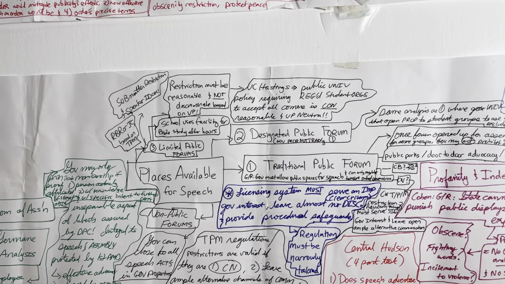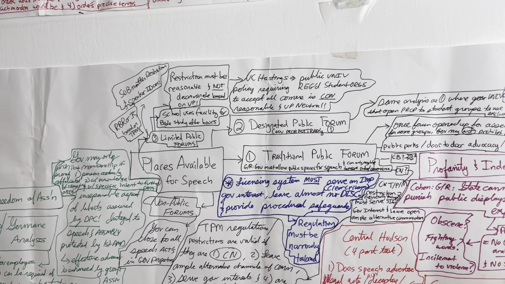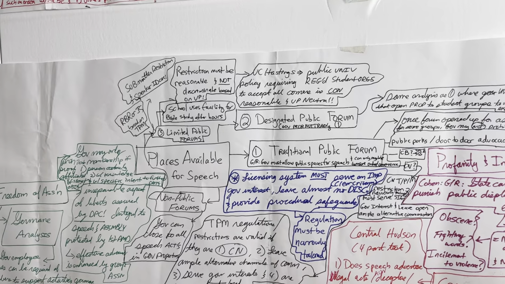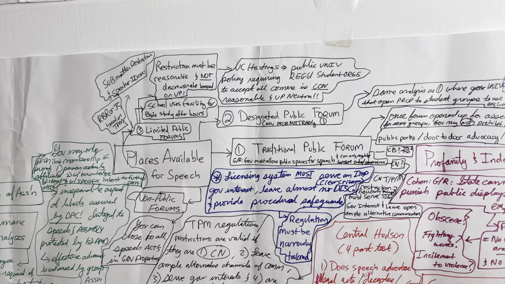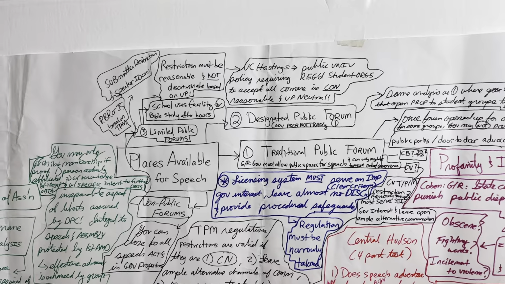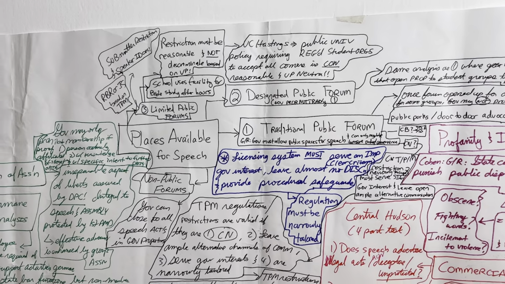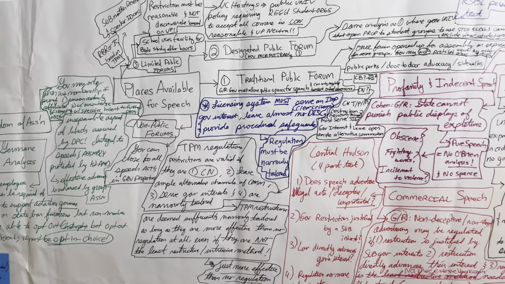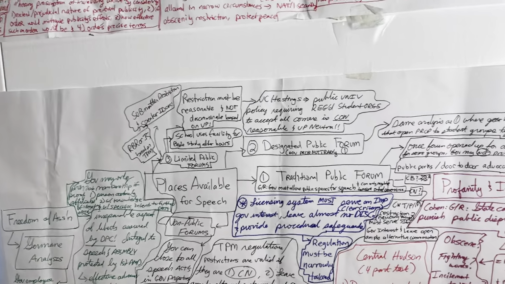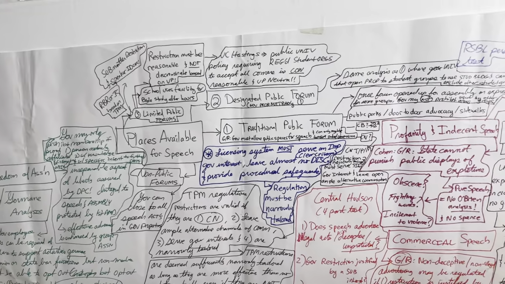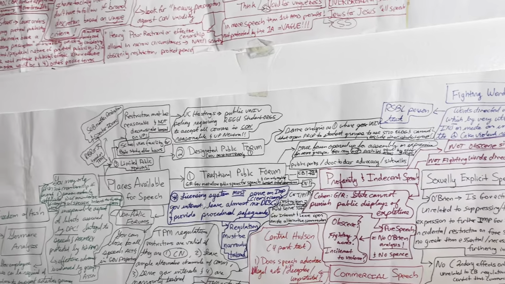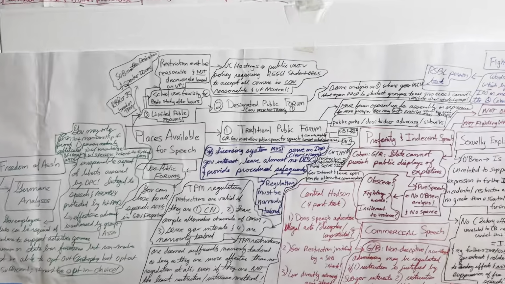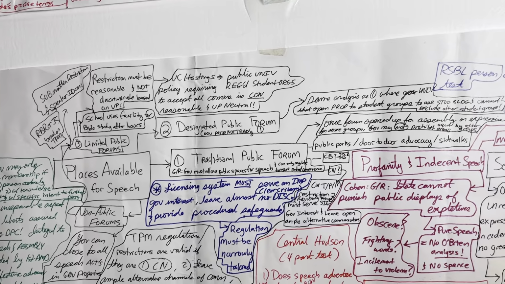So in a licensing system, remember that licensing systems must serve an important government interest, leave almost no discretion, and provide procedural safeguards, another key word. And the regulation must be narrowly tailored. Procedural safeguards include some sort of permitting process and clear criteria if there is a permitting process.